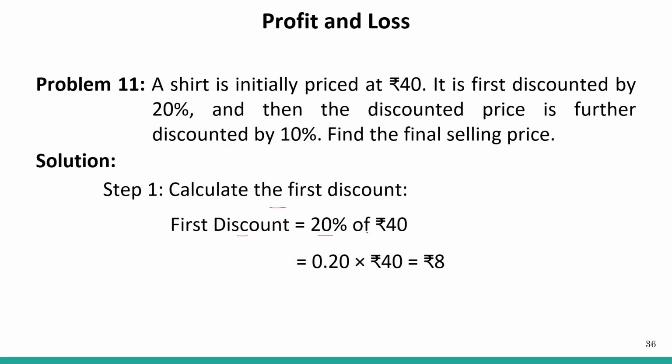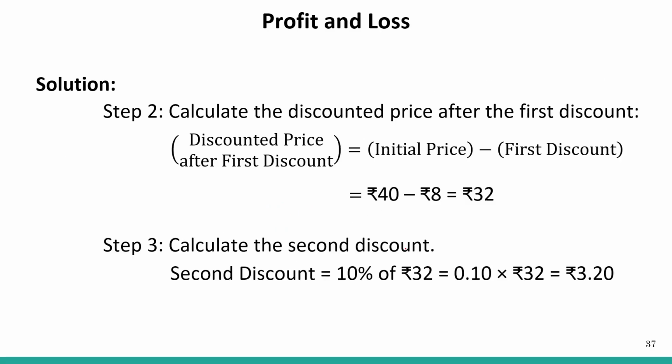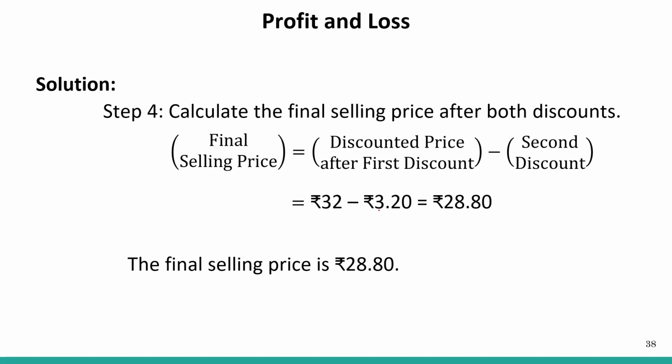Okay. So calculating the first discount. So first discount is equal to 20% of 40 rupees, that is equal to 8 rupees. So it will be equal to 32 rupees. So calculating the second discount, it will be 0.10 of 32. How 0.10? Because 10% decimal form is 0.10. So into 32 is equal to 3.20. So subtracting 3.20 from 32, what we are left with is 28.80. Because the final selling price is equal to discounted price after first discount minus second discount amount. So the final selling price of the item will be 28.80. Okay.